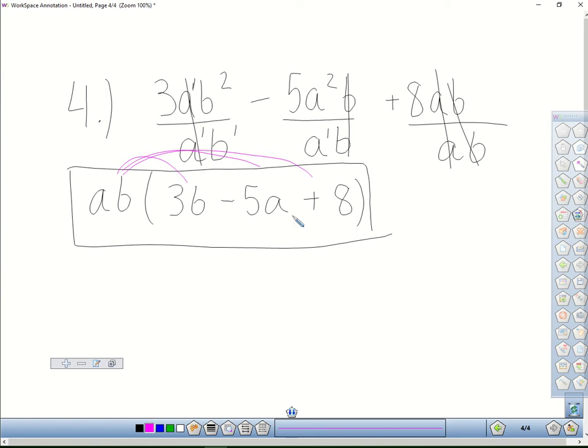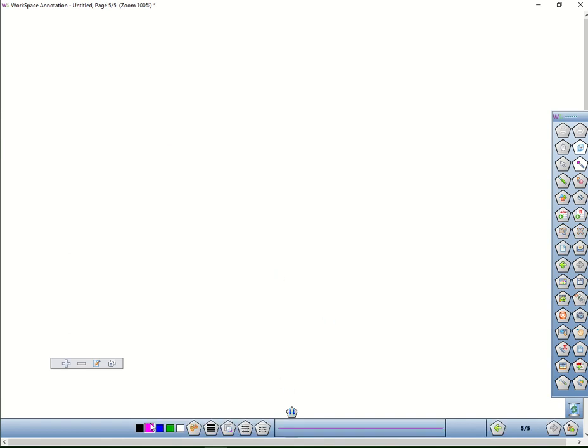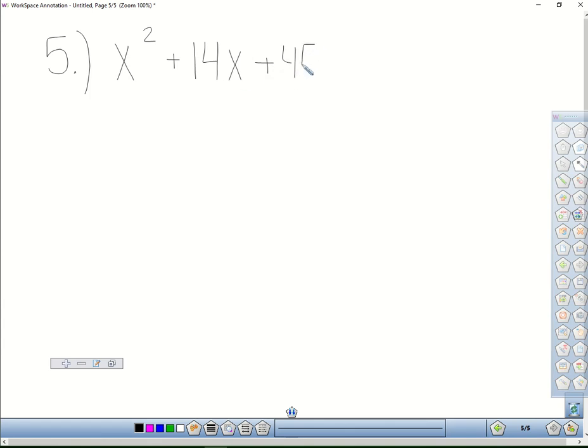Alright, let's move on to trinomials. So factoring trinomials is a little bit different. Let's just start with number 5. It's probably been a little while since you guys have done one of these, so I'll talk you through all the steps.